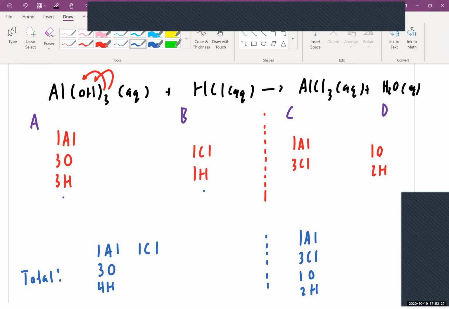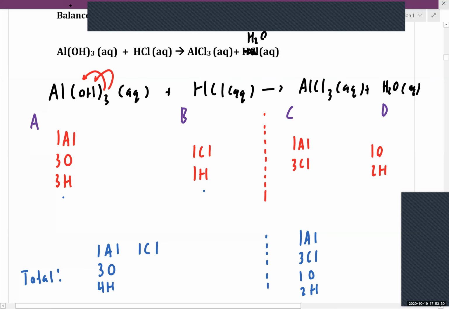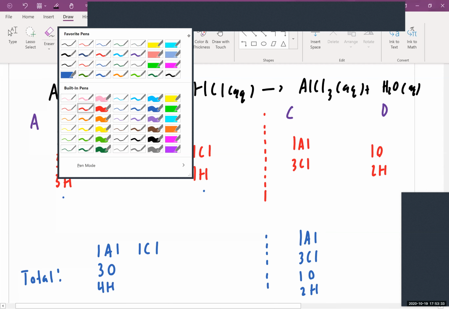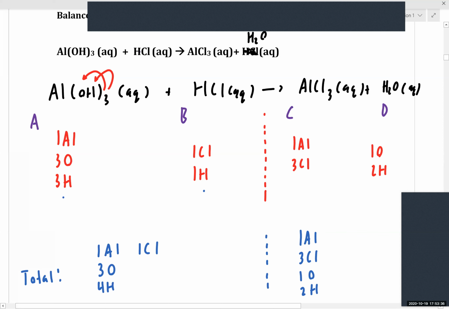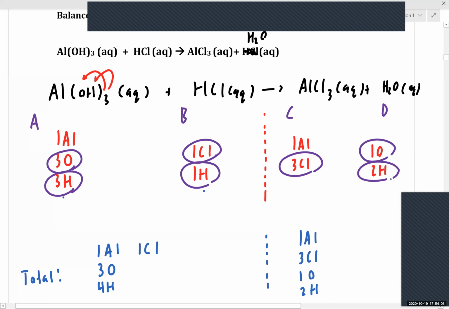So now that I have my atom counts established, I'm going to identify my unbalanced elements. Which elements are not balanced in this equation? Oxygen. Okay, so I'm going to put a circle around oxygen. What else? Chlorine. Yep, exactly. Chlorine. Yes, and I heard someone else mention, could you repeat that, please? Hydrogen, yep. Perfect.